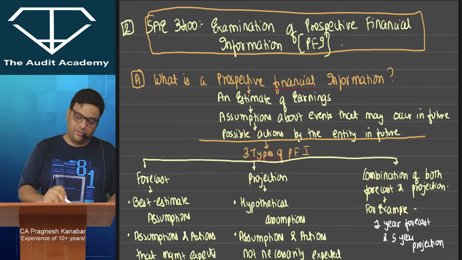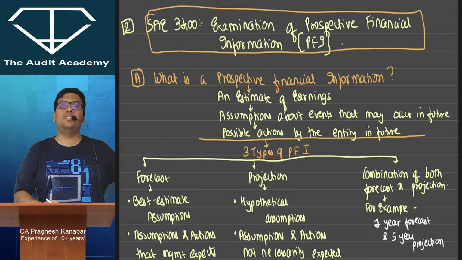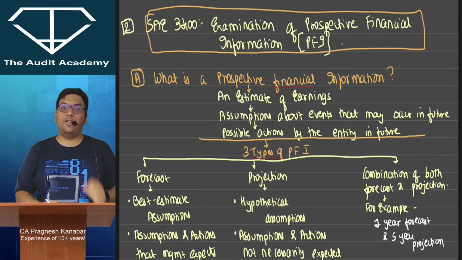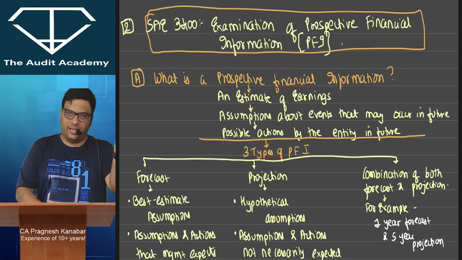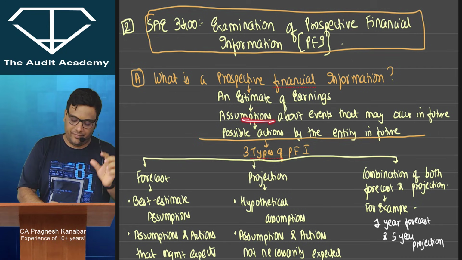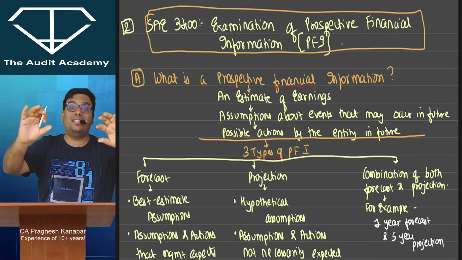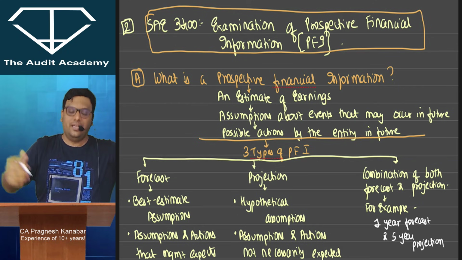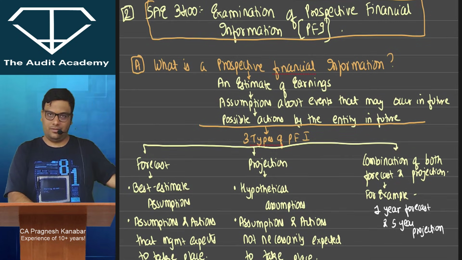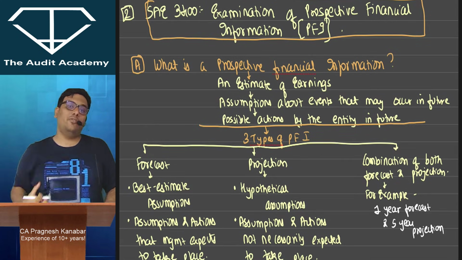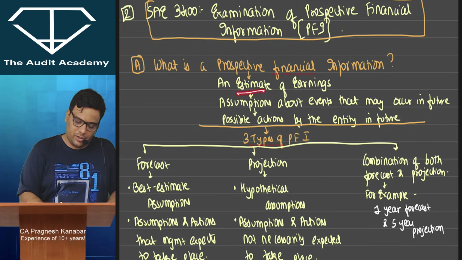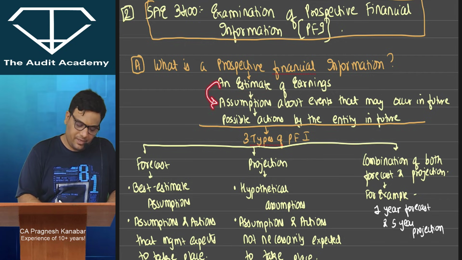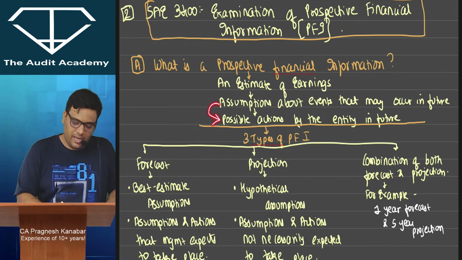Now, what is prospective financial information? Future cash flows, estimated cash flows, projected, forecast, that is called prospective financial information. So technically in English, it is nothing but an estimate of earnings. There are some assumptions that there are some events that may occur in future, and for that I am showing you my estimate of earnings. There are some actions that management may take in future, and for that management is showing you an estimate of earnings. So an estimate of earnings depicting assumptions about events that may occur in future and possible actions by the entity in future.